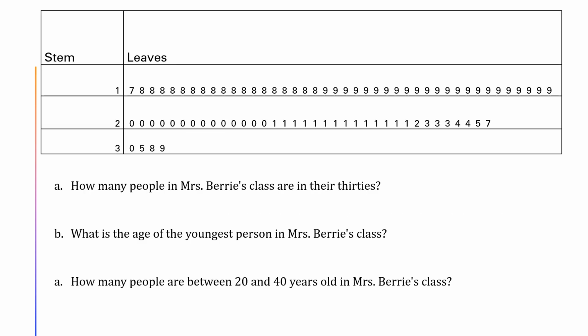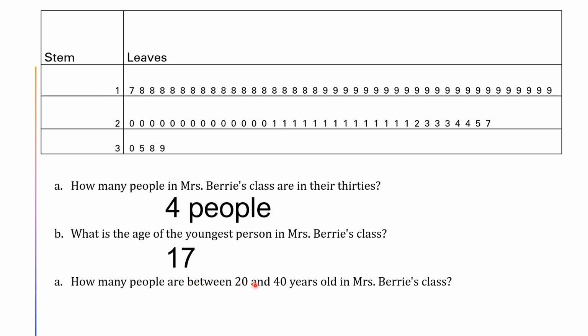All right, just looking at our stem and leaf plot, how many people in the class were in their 30s? Where are my folks in their 30s? Here's my 30s. So we had 1, 2, 3, 4 people in their 30s. Next, what is the age of the youngest person in this class? The youngest person this semester was 17 years old.